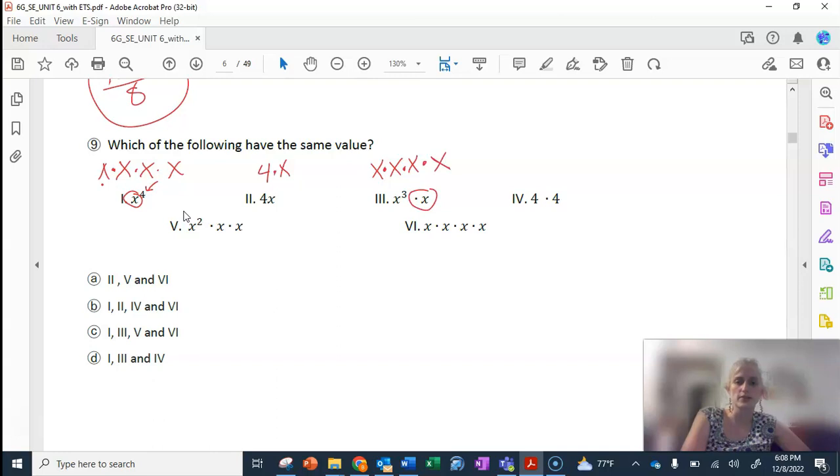4 times 4 doesn't have any variables. X times x times x times x. X to the power of 2 times x times x.